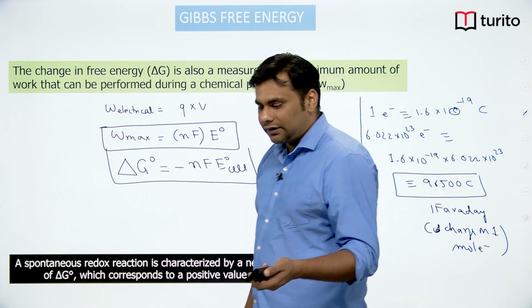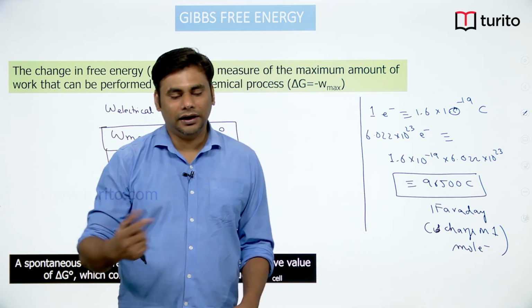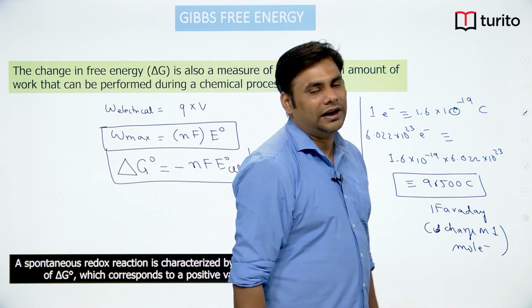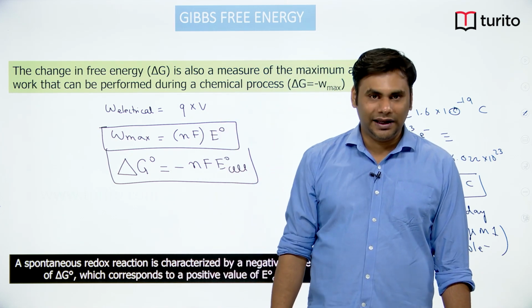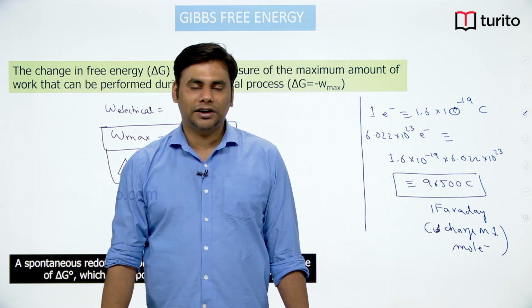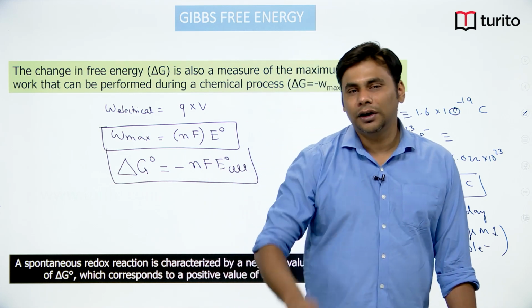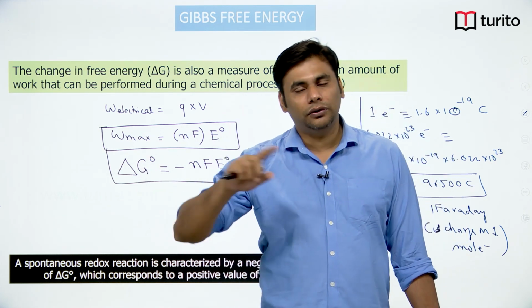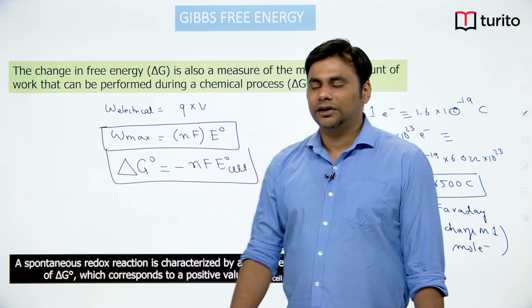Let us take another case. Suppose in the oxidation half 2 electrons were liberated and in the reduction reaction 3 electrons were taken up. To balance this reaction we will multiply the oxidation reaction by 3 and the reduction reaction by 2, so that the total number of electrons becomes 6 in both cases, and when you add, the electrons get cancelled out. So from anode to cathode 6 electrons are transferred, and the value of n would become 6.